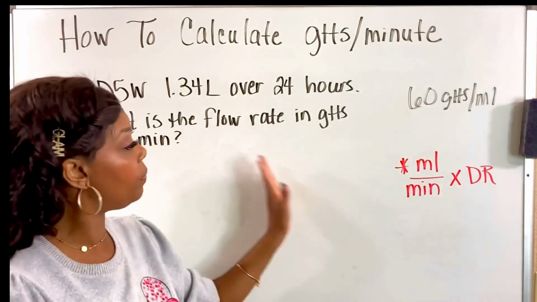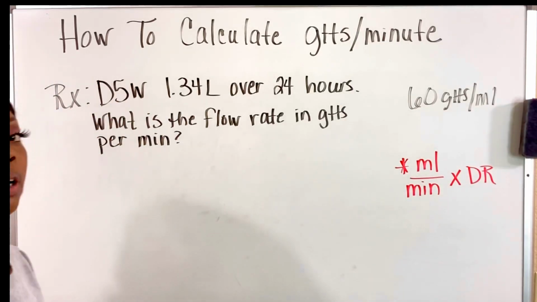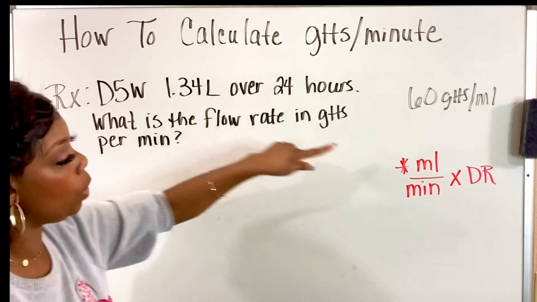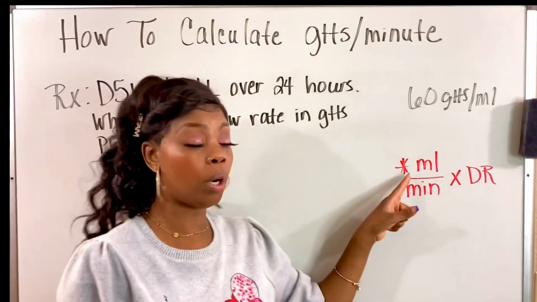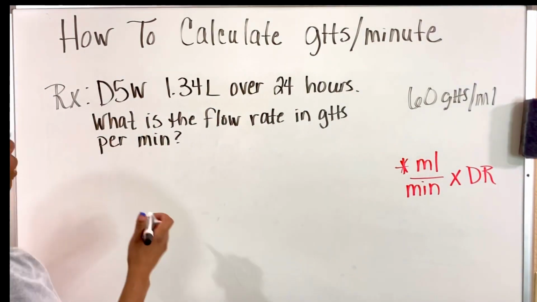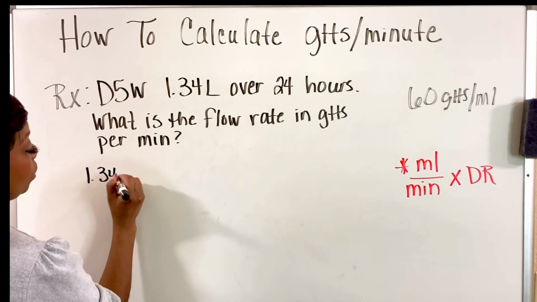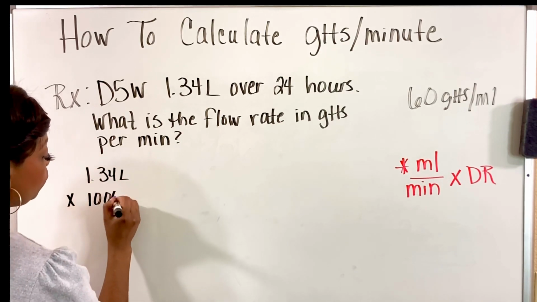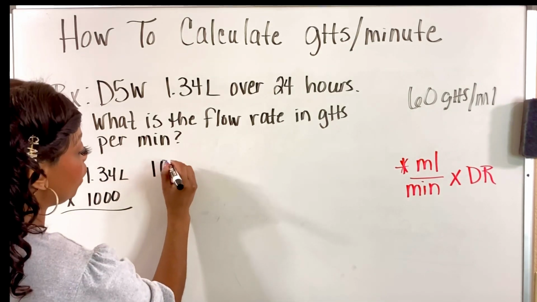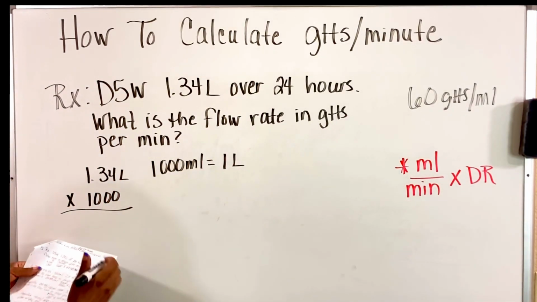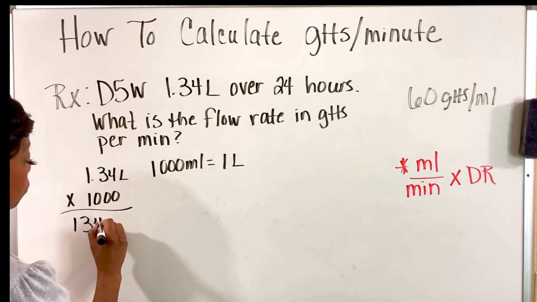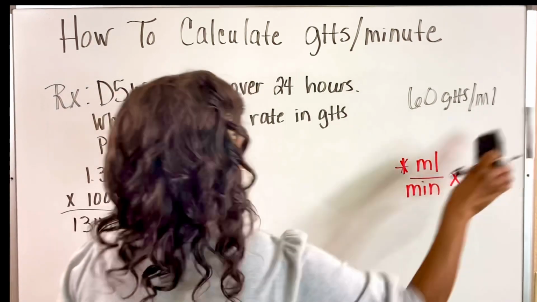We do not have a drop factor, so we're going to use 60 drops per milliliter. I can't believe I put minutes on that. Now we need to take our fluid and turn this into milliliters, because we cannot put 1.34 liters into this formula when the formula is requesting milliliters. So we're going to take 1.34 liters and multiply it times 1,000. The reason we're multiplying by 1,000 is because 1,000 milliliters equals 1 liter. Boom, just like that. So that's 1,340 milliliters.